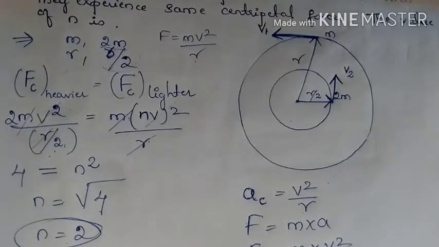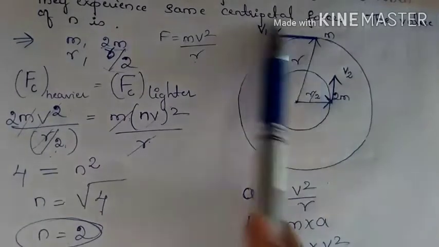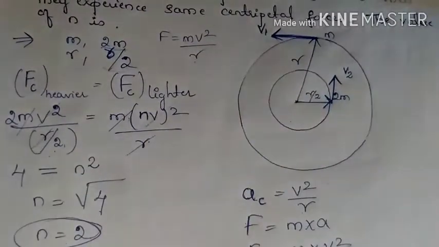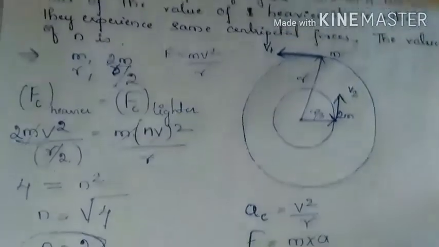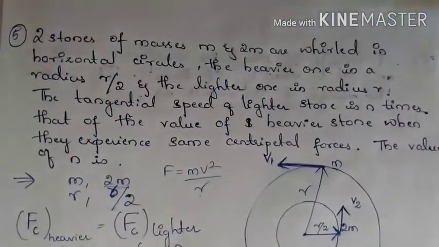I am clearing you all. The diagram should be correct. If you draw the wrong diagram, then I will not give the marks. Correct diagram carries 1 mark. So if you change the direction of any of these vectors, then you will not get the marks. Proper diagram carries marks. So this is the solution for the 5th question.